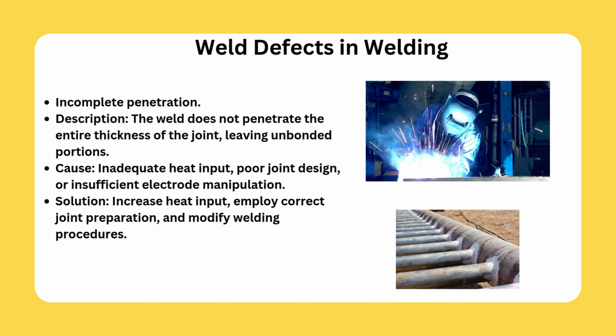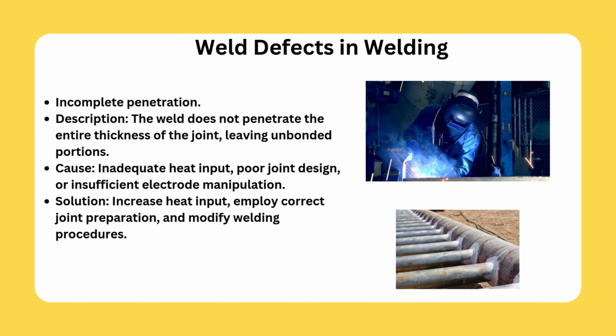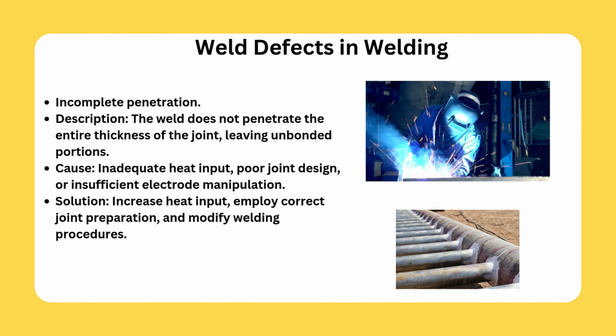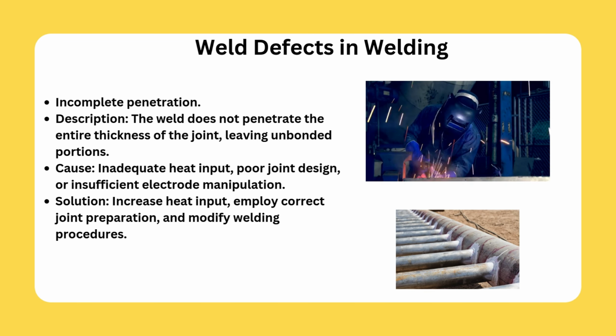Incomplete penetration. Description: the weld does not penetrate the entire thickness of the joint, leaving unbonded portions. Cause: inadequate heat input, poor joint design, or insufficient electrode manipulation. Solution: increase heat input, employ correct joint preparation, and modify welding procedures.